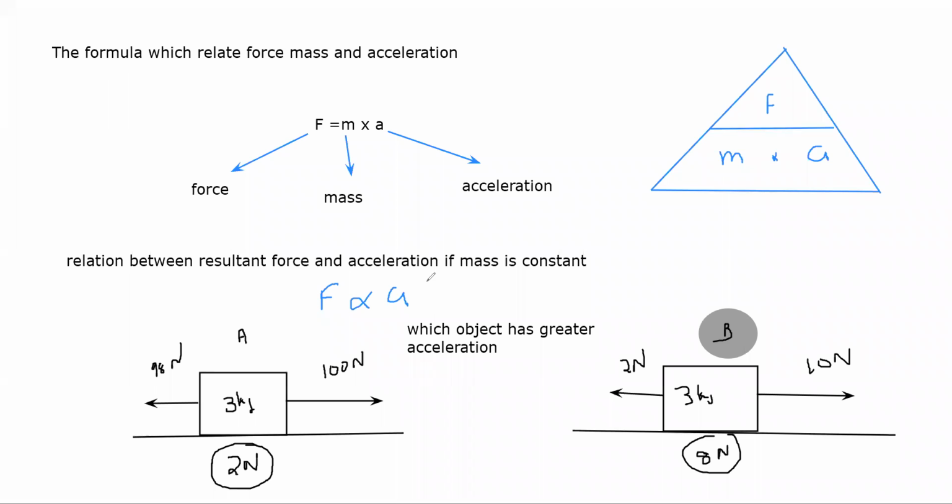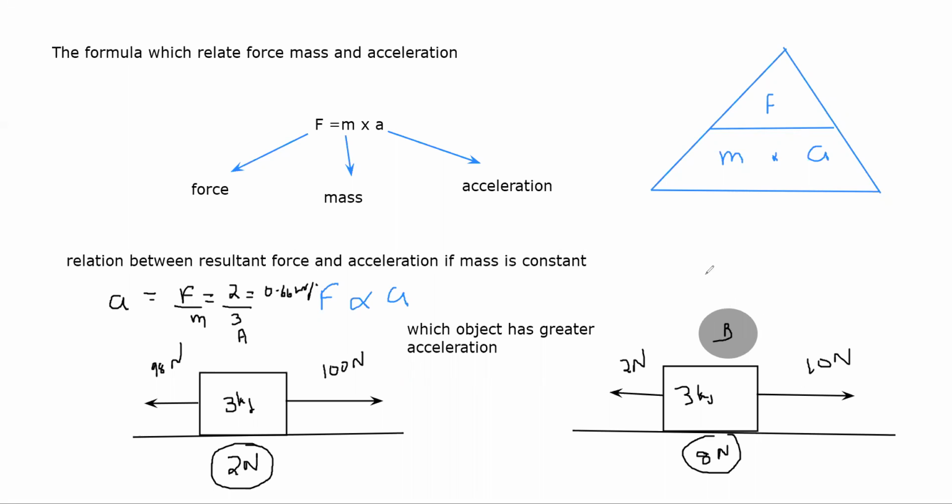You can also use a formula to get this relation, because you have the formula F equals ma. So a equals force divided by mass. What is the force? You don't substitute 100 or 98, you always substitute resultant force in this formula. So resultant force is 2 and the mass is 3. So 2 divided by 3, 0.66 meter per second square.